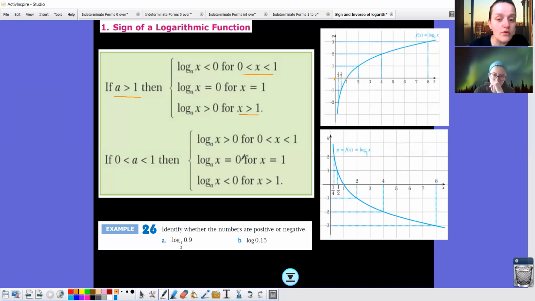If your base is between 0 and 1, in this case, it's the opposite. When x is between 0 and 1, the logarithm is positive. As you can see here, till 1, it is positive. Then when x is greater than 1, it's negative. When x is equal to 1, it's 0. You need to write these two cases. You don't have to draw the graph, but you need to write these two cases, okay?